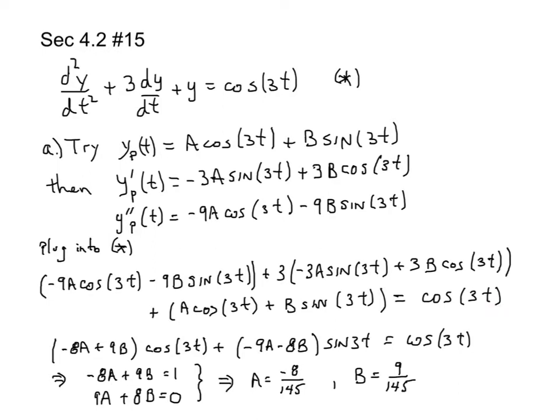Grouping the terms that have cosine 3t, I have a minus 9a, I have a positive 9b, and I have a positive a, cosine 3t. Altogether I have minus 8a's and 9b's. Those are my coefficients for cosine. Similarly for sine, I have minus 9a and minus 8b as my coefficient. Here's my minus 9b. But here's a plus b, so that gives me a minus 8b. And here's my minus 9a right here.